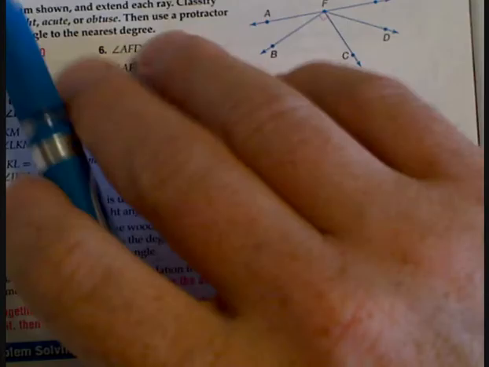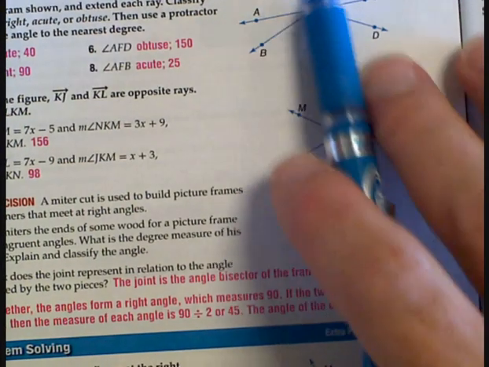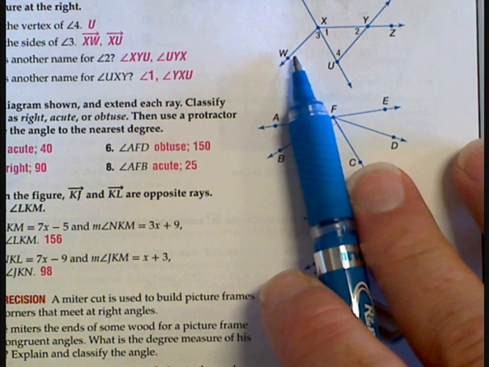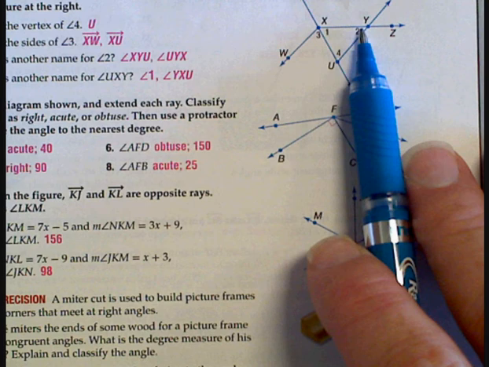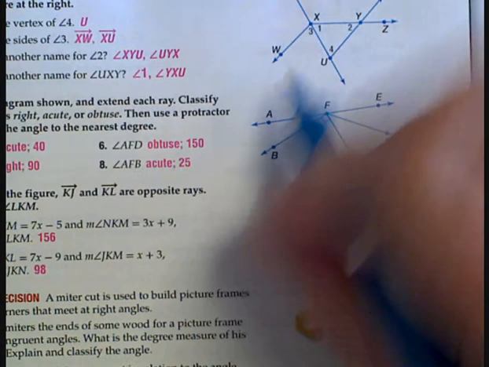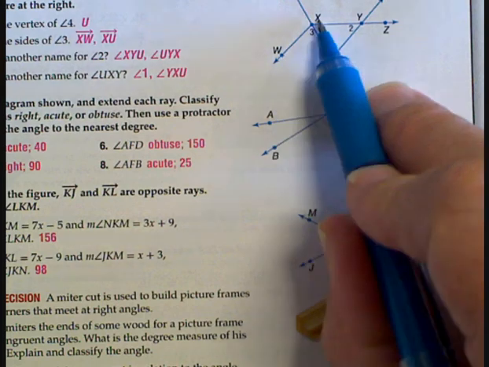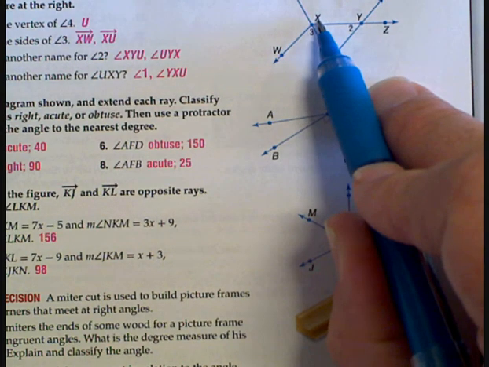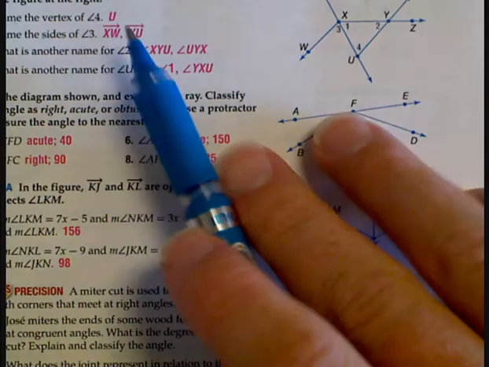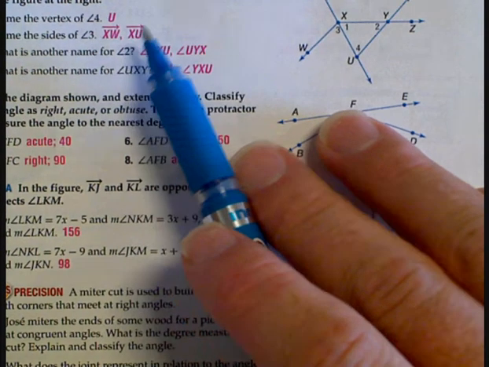Number 2. Name the sides of angle 3. So here's angle 3. My sides would be XW and XY, or angle 3, sorry. My side would be XW, and then my other would be XU. Those are the two sides of angle 3. That's what the book has as well.